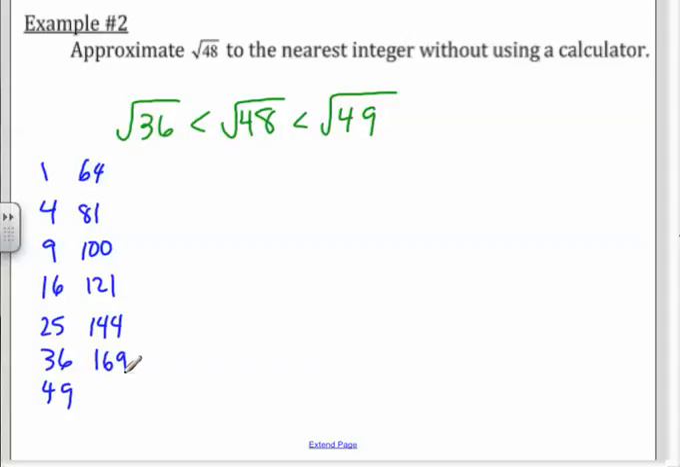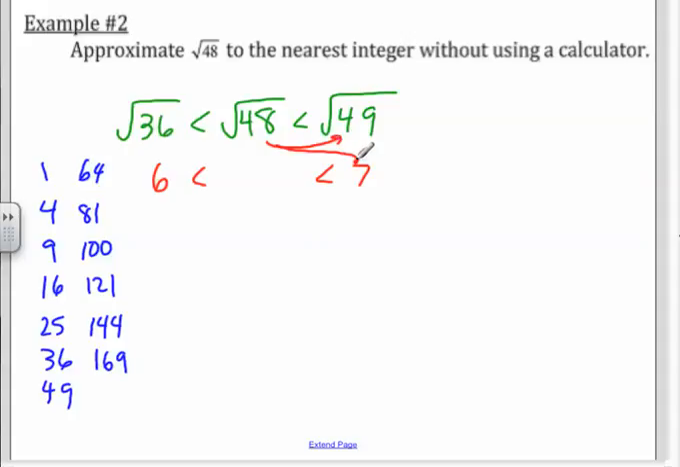It's 169. Okay? So now I know it's between these two perfect squares, the square root of 36 and the square root of 49. But I'm going to simplify these. This is 6, and this one's 7. But which one's it closer to? Clearly it's going to be closer to the square root of 49, which is 7, right?